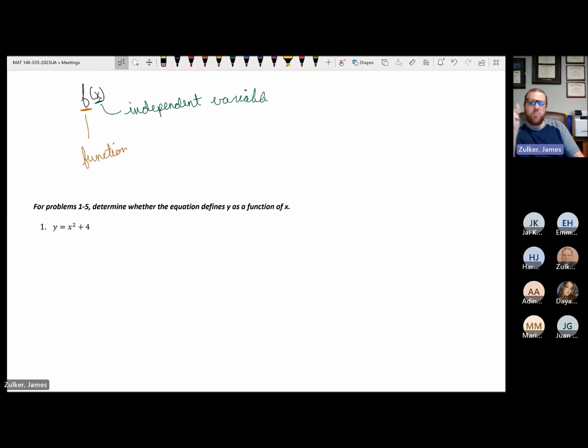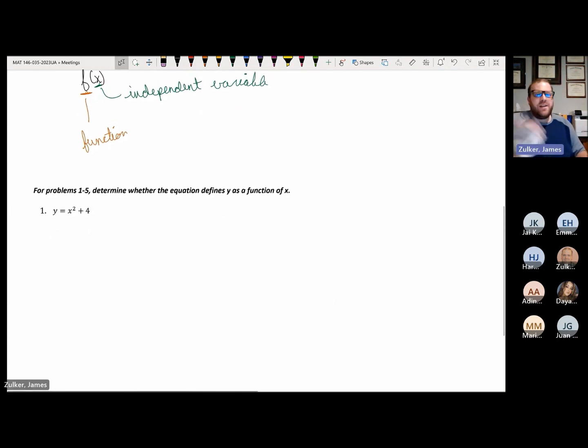We just can't have 1 being two possibilities. So if we put in 1 and we got either 3 or 8, then that wouldn't be a function. So there's no work to be done here. This is clearly a function.